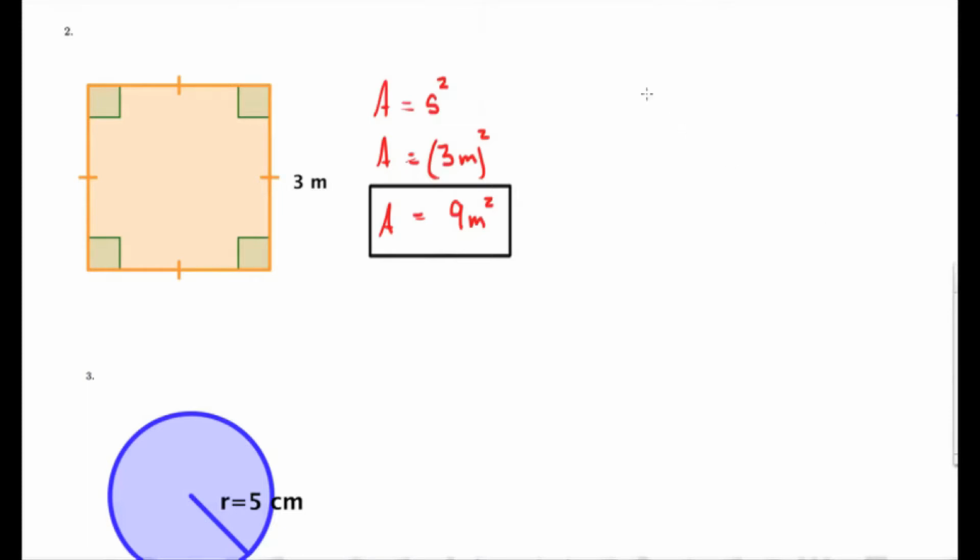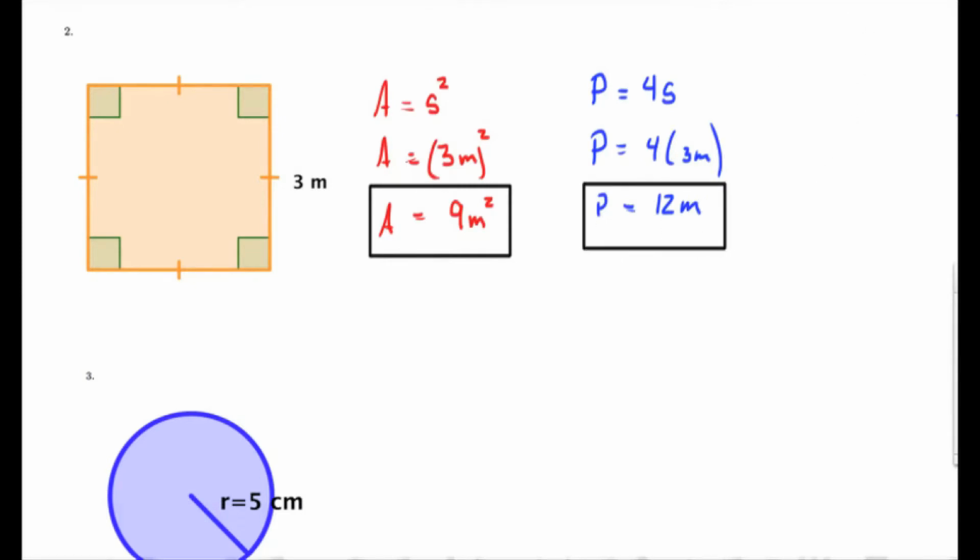And then my perimeter for a square is 4s. P equals 4s. I have 4 sides, so 3 meters plus 3 meters plus 3 meters plus 3 meters is the same as saying 4 times 3 meters. 4 times 3 is 12. 12 meters. And distance is a single unit of measurement, so I don't need meters squared for this. I just want meters, 12 meters.